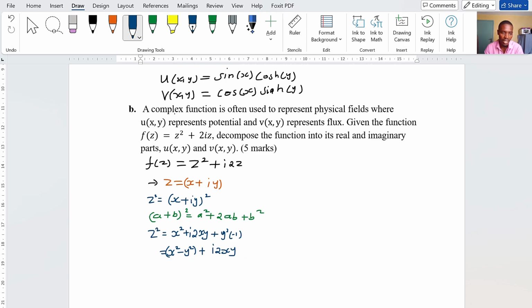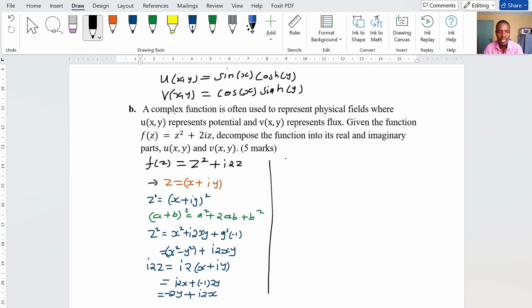Now again, that is for z squared. We also need to express 2iz. 2iz will be 2i into z, which is x plus iy. Now expand. 2i times x will be 2ix, then i times i is negative 1, times 2y will be negative 2y. So this is negative 2y, which is the real part, plus i 2x, which is the imaginary part.